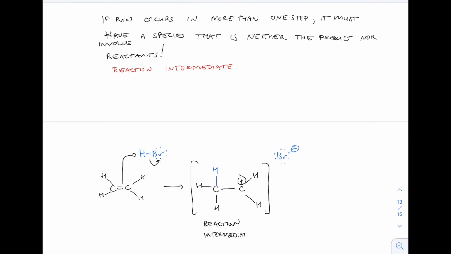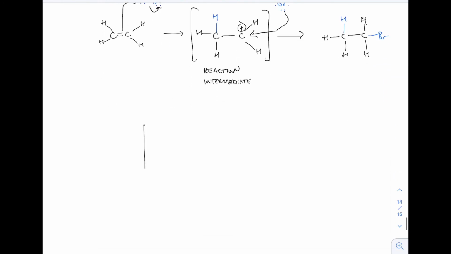It's just a reactive intermediate, or a reaction intermediate. And so this particular carbocation is not the desired product, and it's not a reactant. It's just something in between. And that bromide can now attack the carbocation because the bromide is a nucleophile, the carbocation is an electrophile. Bada bing, bada boom, bring it together, you get the new product on the far right with the H and the Br added to that.